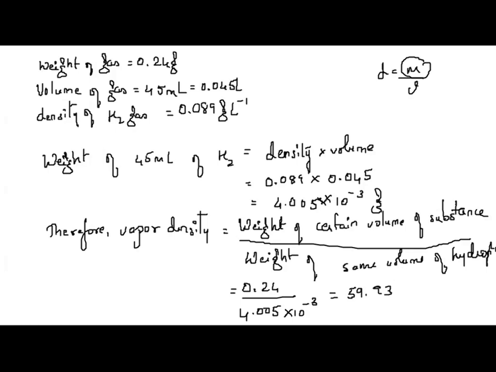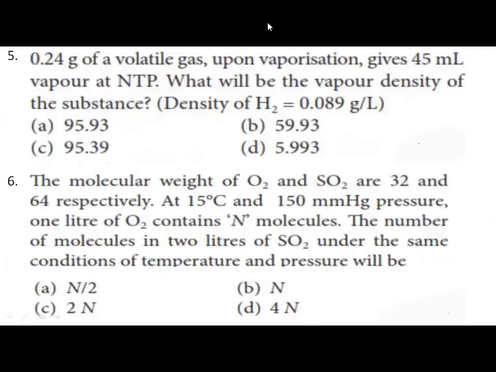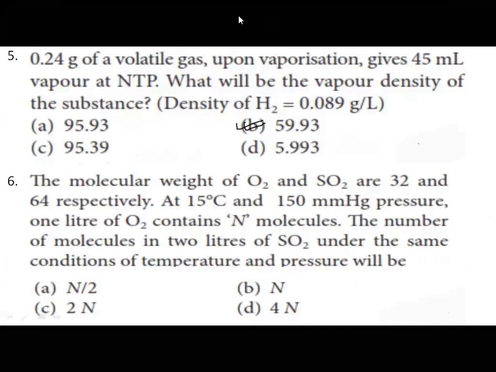Yes, let us check out where we have that option. 59.93. So the correct option is option B. It is option B, right? Option B is the correct option. Next question.